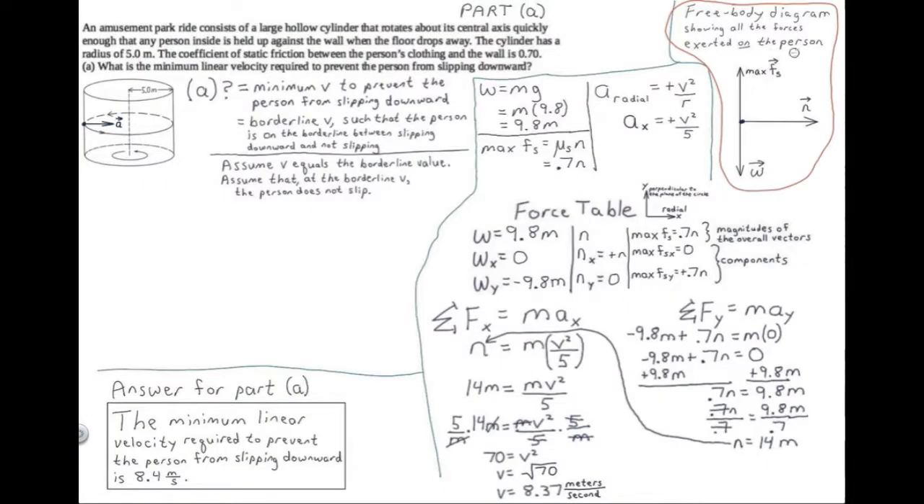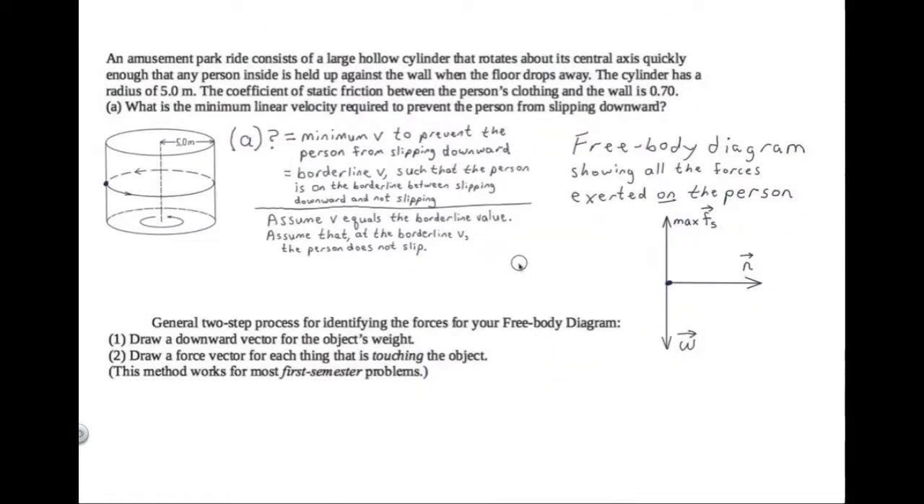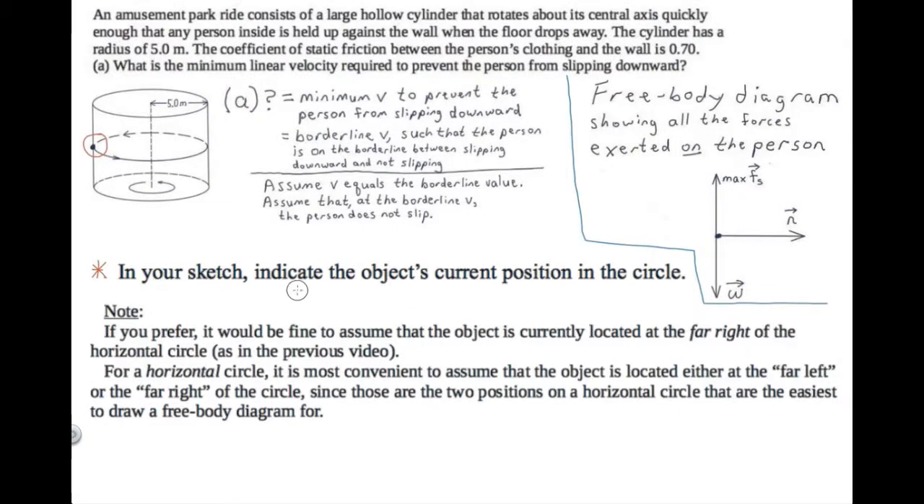Now we're ready to work on the free body diagram. Now, we usually draw a free body diagram for each object whose mass is mentioned in the problem, but this problem doesn't mention any masses. So what object should we focus on for this problem? Well, the question for part A is focusing on the person. So we expect to apply the Newton's second law equations to the person and we need to draw a free body diagram showing all the forces exerted on the person. In our sketch, we should indicate the person's current position in the circle.